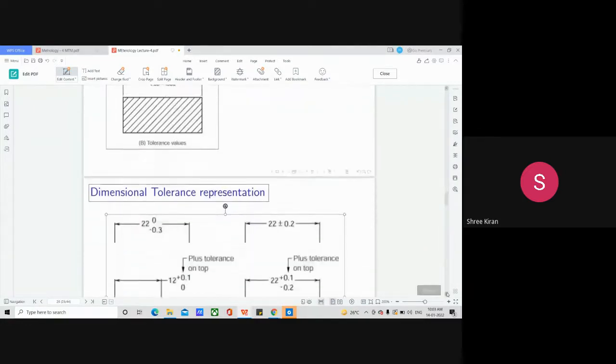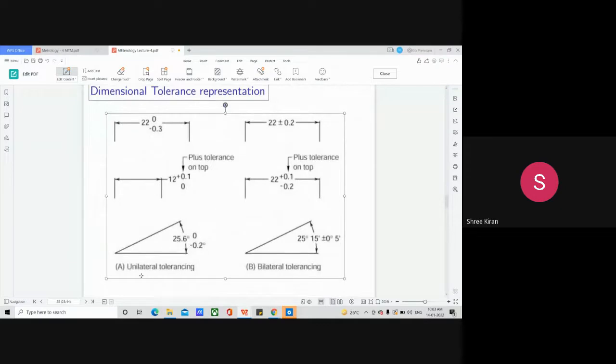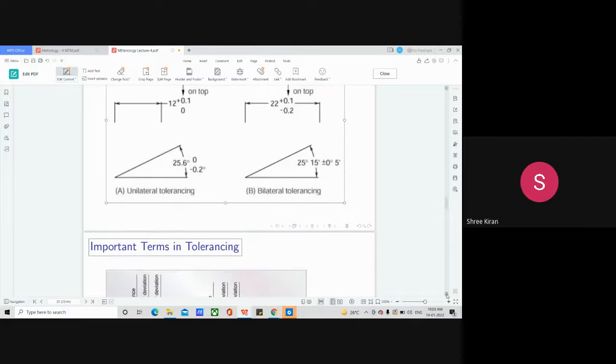And now in the case of dimensional tolerances, there are two types: unilateral tolerancing and bilateral tolerancing. This one is called unilateral and this is called bilateral tolerancing. So these are the various representations of tolerancing, which always come as plus or minus 0.1 to 0.3. These are the various types of tolerancing.